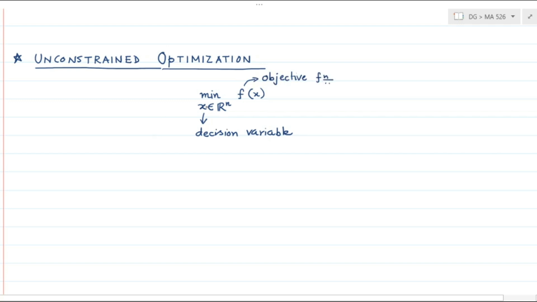And in general, x is an n-dimensional real variable. It has n many components, and any x is usually presented in the Euclidean space. In our course of study, we will present any vector by a column vector x1, x2, till xn, which has n many components, and this is known as the decision variable.